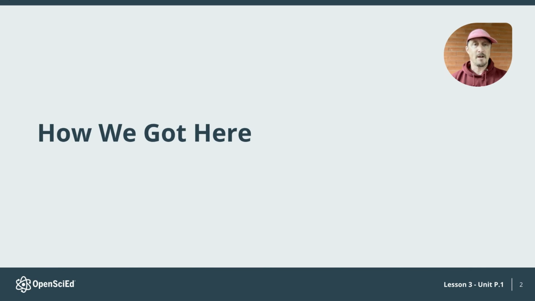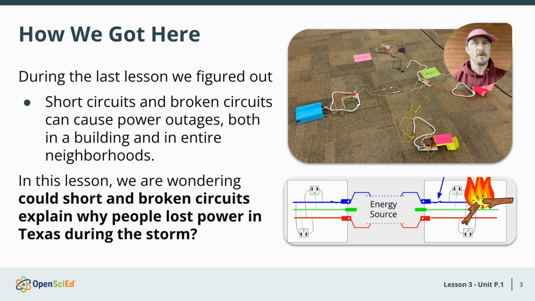First, some details about how we got to lesson 3 from lesson 2. In lesson 2, we used power strips to model buildings, and then we connected them to a central power strip to model a substation. We looked at how short circuits and broken circuits could cause lights to go out in whole neighborhoods at once, and how safety features can limit the scope of a power outage if they're working correctly. So we leave lesson 2 wondering, could short circuits and broken circuits explain why people lost power in Texas during the storm?